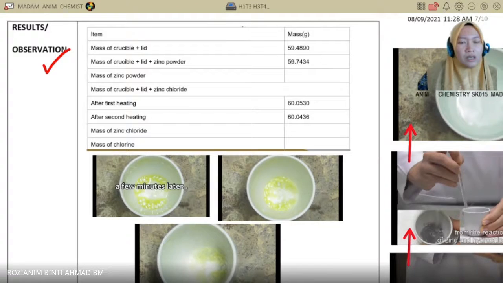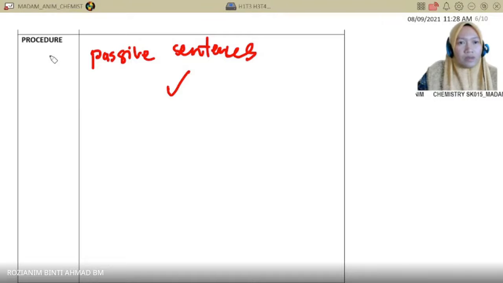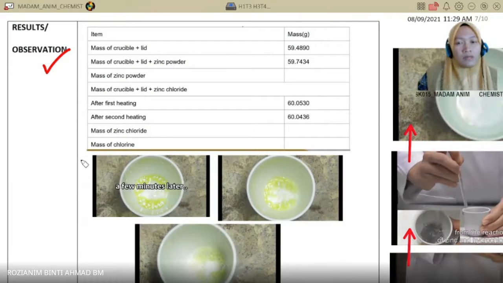Okay, let me repeat. If you don't download it, you refer back to the Google site and copy into Notepad. First, there must be a title. Second, objective. Third, theory. Complete after the experiment. After theory should be procedure in passive sentences, focused on this experiment. After we discuss and refer to the experiment, we fill in the data. I give you time to copy the table of results and we discuss it together, within 10 minutes.